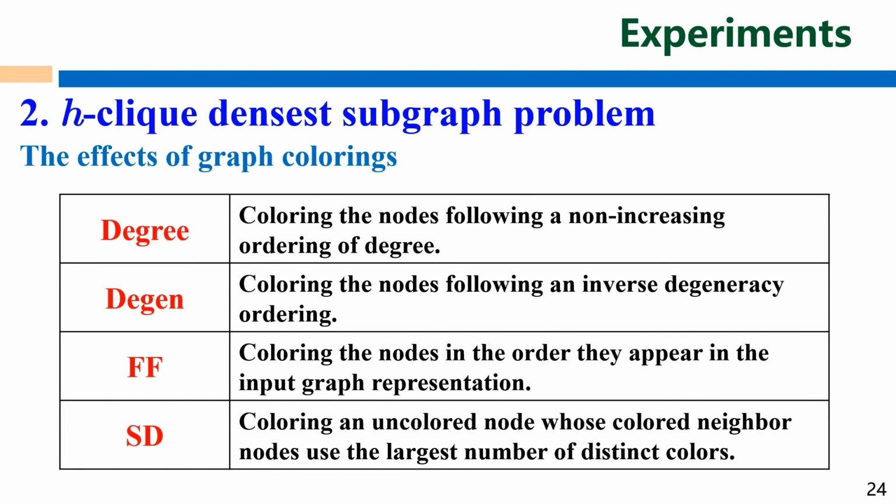Here we study how graph colorings impact the performance of the colorful H-star core decomposition and the quality of the colorful H-star maximum core. We compare 4 popular graph colorings, which are coloring the nodes following a non-increasing order of degree, following an inverse degeneracy ordering, in the order they appear in the input graph representation, and coloring an uncolored node whose colored neighbor nodes use the largest number of distinct colors.